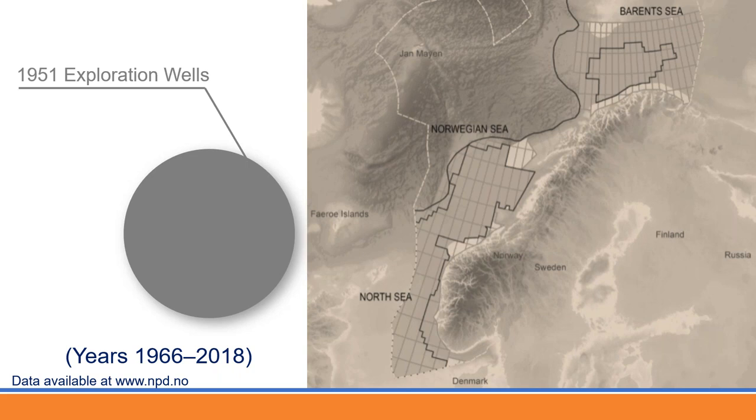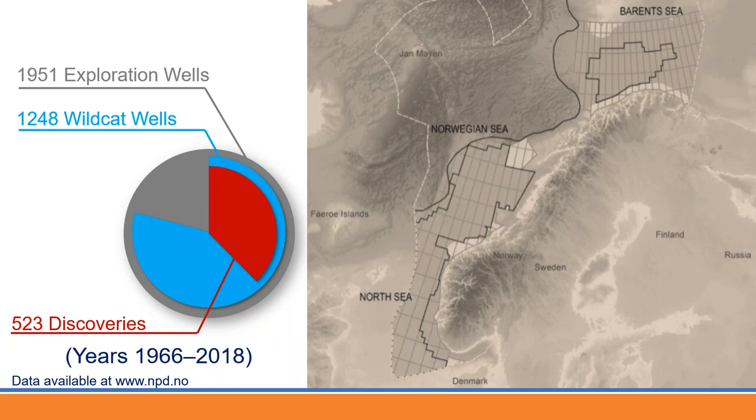All these wells were done for the purpose of exploration. But we need to know that not all of them were wildcat wells. Some of them were appraisal wells. So we could separate the wildcat wells, and there were around 1,248 wildcat wells. Out of all these wells, there were 523 discoveries. So if you look at this picture, which is very overall and very general, you would say that almost 40% of the exploration wells ended up being discoveries, and the rest, around 60%, ended up being dry holes.